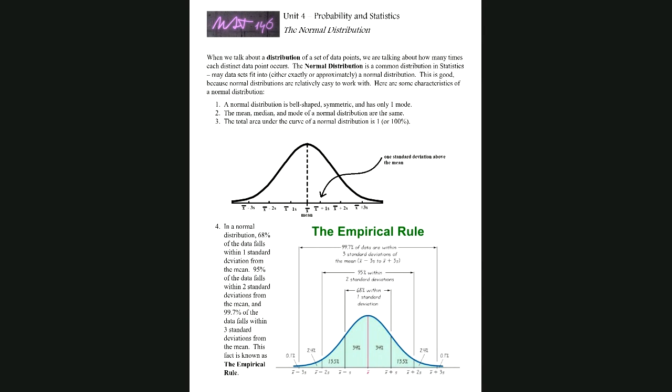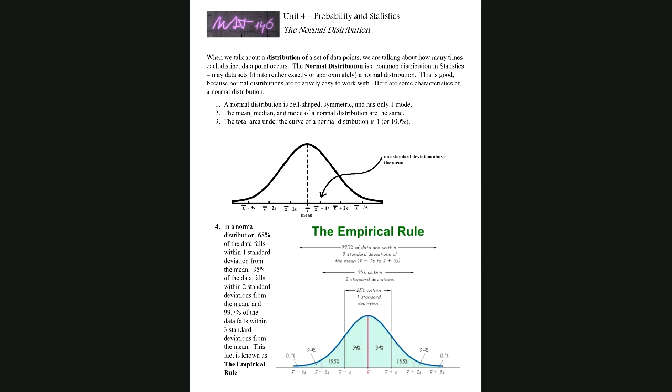If you're using a normal distribution because your data approximately fits that, the mean, median, and mode may not be exactly the same, but they will be close. And the total area under the curve of a normal distribution is 1, or 100%. So this is what the normal distribution looks like.